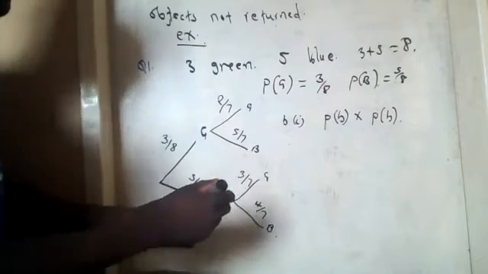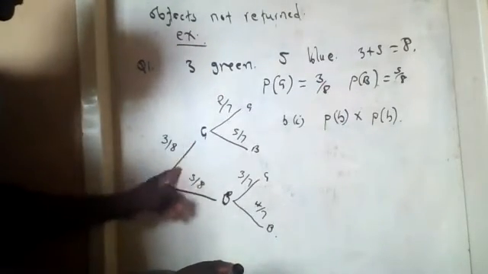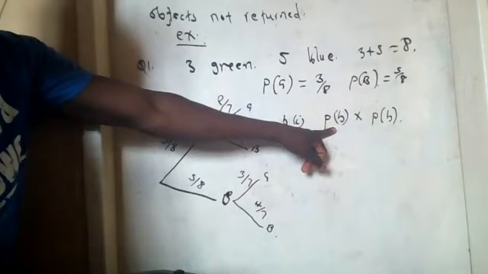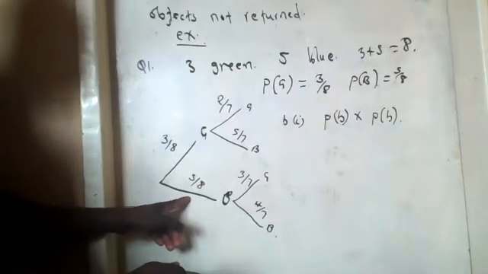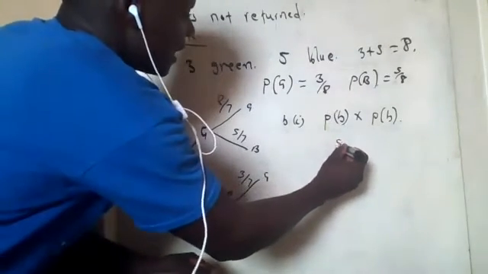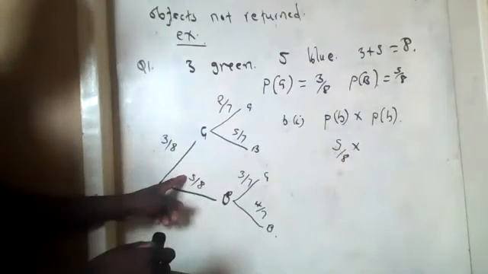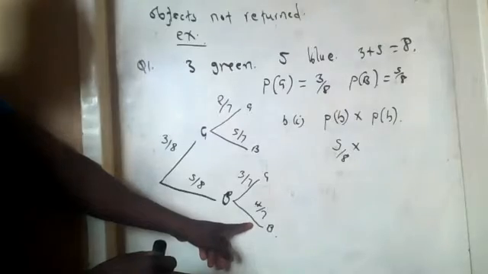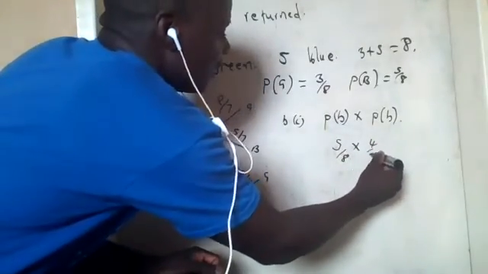When they say probability of blue, go to the branches that you have, then pick the one for blue. So the branch that we have for blue is this one, whose probability is 5 over 8. Then we are going to multiply along the same branch. Then we follow another one which is blue. Another one which is blue is 4 over 7.